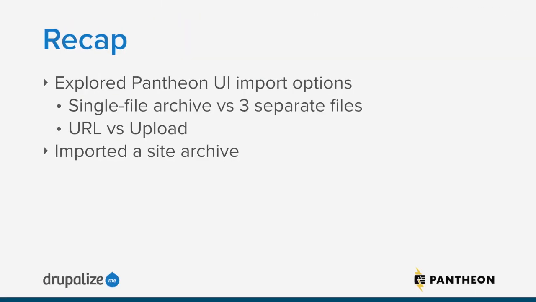To recap what we did, we looked at the Pantheon UI import options. When you go to the Pantheon site, create a new site, import, you have a couple of different ways. You can use either the single file archive form, or if you click the link underneath, you can switch to the three separate files form, whichever one works for you based on the archive files you have. And then we also talked about the difference between using a URL and using the upload form directly in the UI, and that is based on file size limits. You can only upload up to 100 megs, but you can use a URL up to 500 megabyte files. After we looked at all of our UI options, we chose to do a single file archive using a URL, and I used Dropbox and went ahead and imported my site, and I'm ready to go.